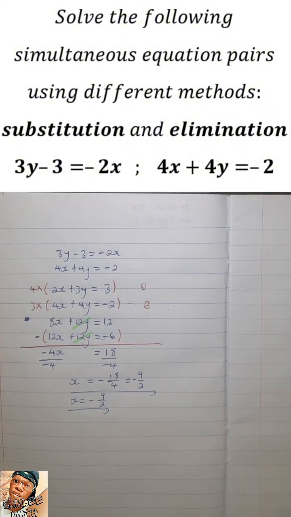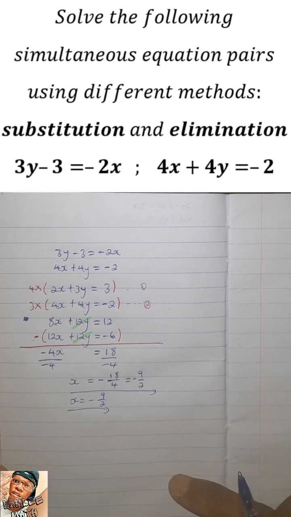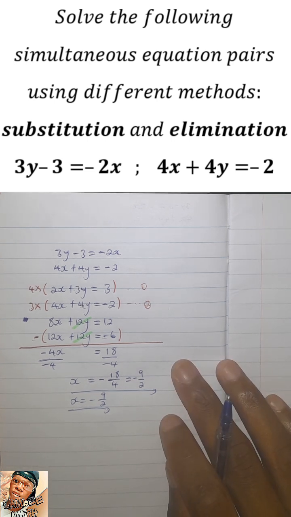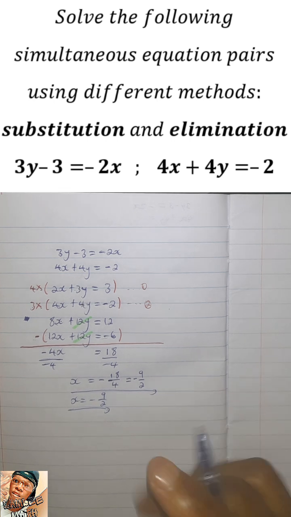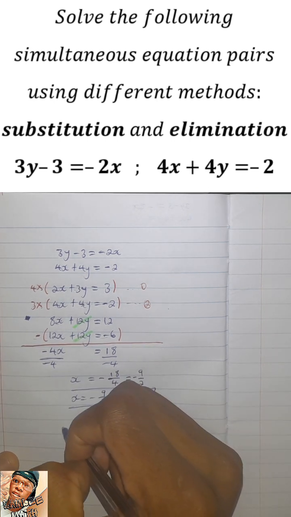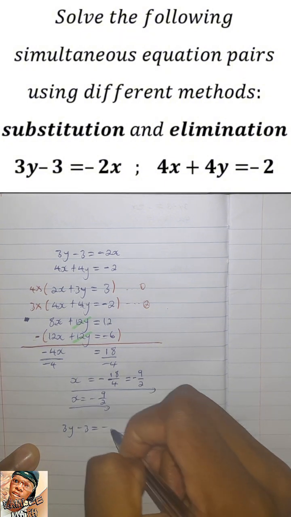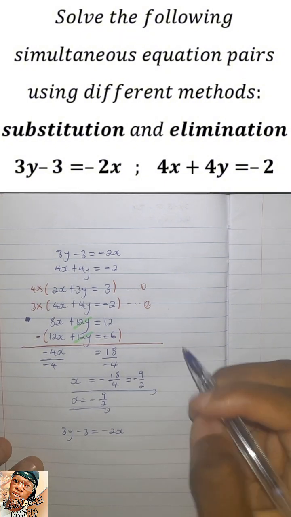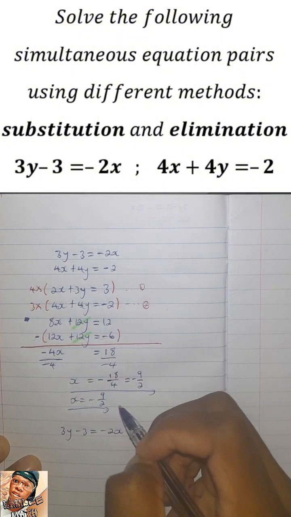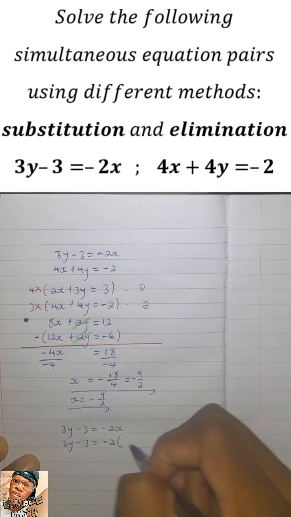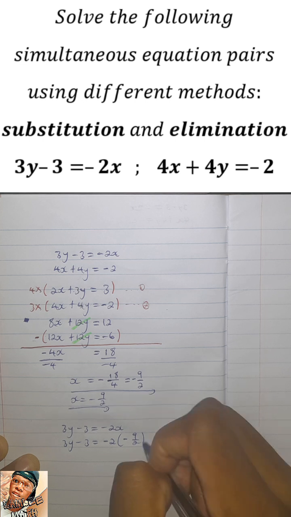And then what about y? For y, we're just going to substitute wherever we see x, -9 over 2, in any of the equations. But because in the first example we substituted in the first equation, we're also going to do the same here. So in the first equation, we have 3y minus 3 is equal to -2x, right? So we substitute wherever we see x, -9 over 2. So 3y minus 3 is equal to -2 multiplied by -9 over 2.